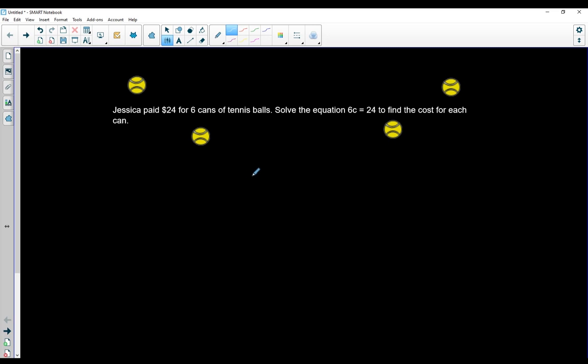All right, so we're pretty lucky here in that this question gave us the equation. So we've got 6c equals 24. Okay. So what we're going to do now is apply the opposite operation. Once again, we're looking at isolating the variable, getting the variable all by itself. And we do that by doing the opposite operation.